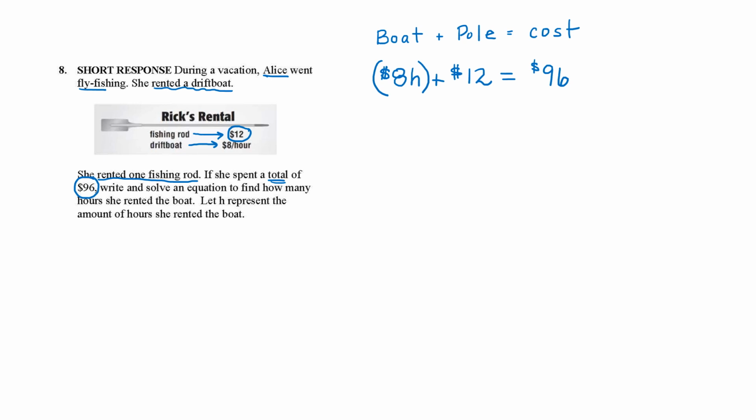Now our question doesn't say to solve this problem, but I'm going to solve it with you. Take away 12 from both sides. Add 12, take away 12 cancels each other out, and you have 8h equals 96 take away 12. 6 take away 2 is 4. 9 take away 1 is 8. Now we're going to divide by 8 on both sides.